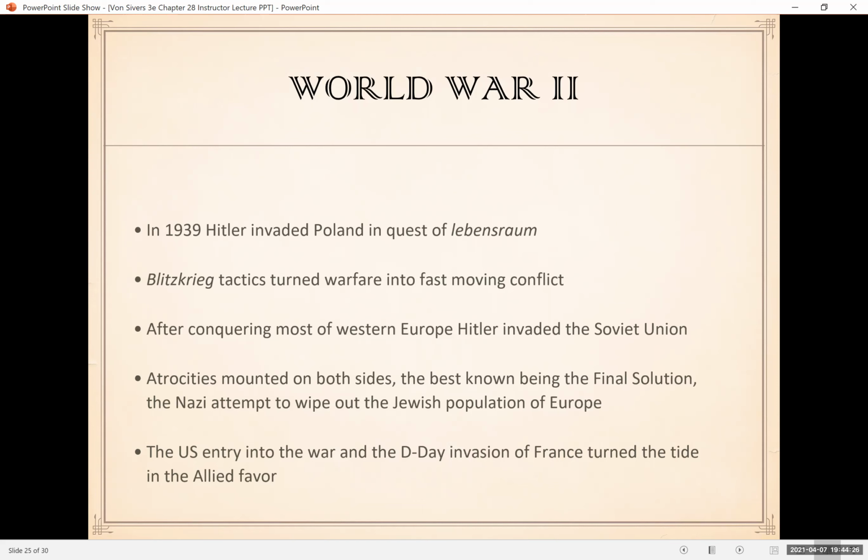But in signing this non-aggression pact, Stalin thinks that, oof, he's avoided a war, and Hitler thinks, oof, I've avoided fighting on two fronts. In the late 30s, the Anschluss will happen.